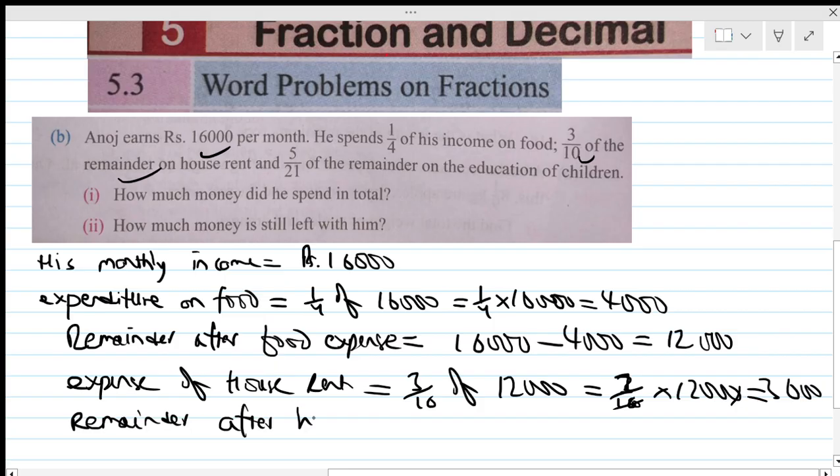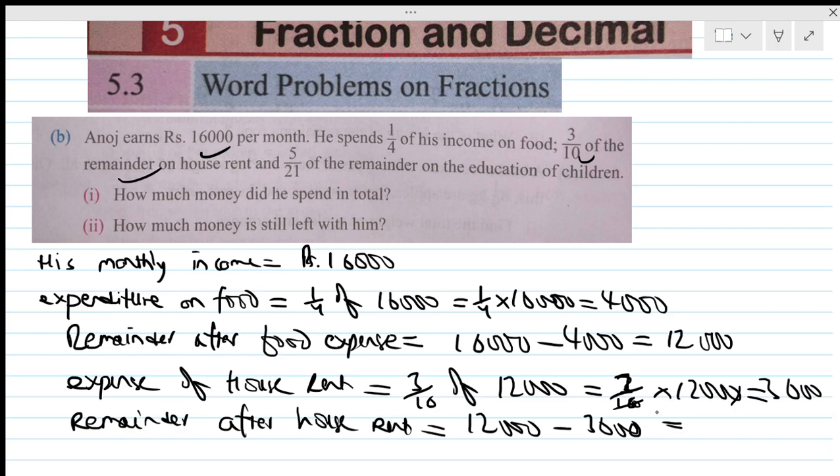Remainder after house rent. The remainder after food expense was 12,000, and from that money he spent 3600 for the house rent. So now we have to subtract 3600 from 12,000. Let's subtract by breaking it up. You subtract 3000 first, and from what remains you subtract 600. That way, if you do it in your mind, you can easily identify the answer without any hardship.